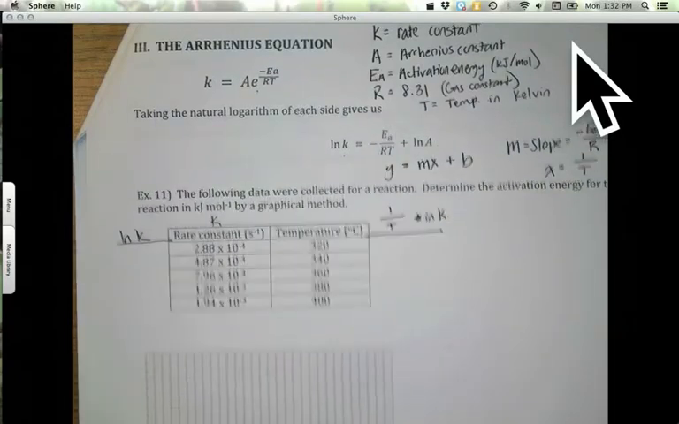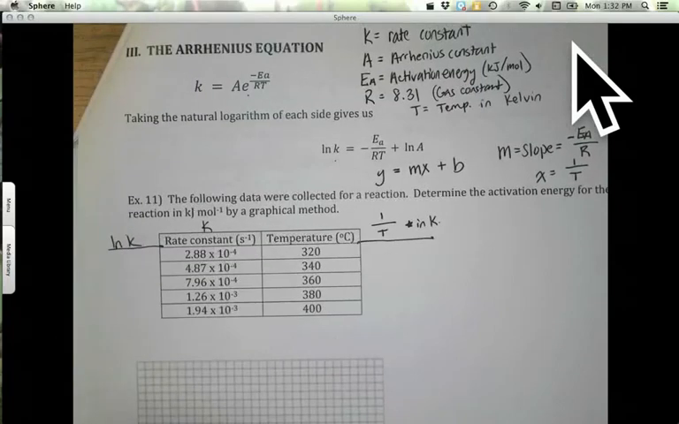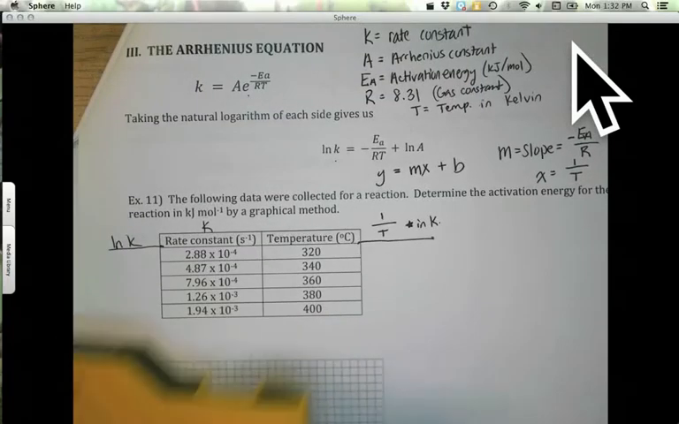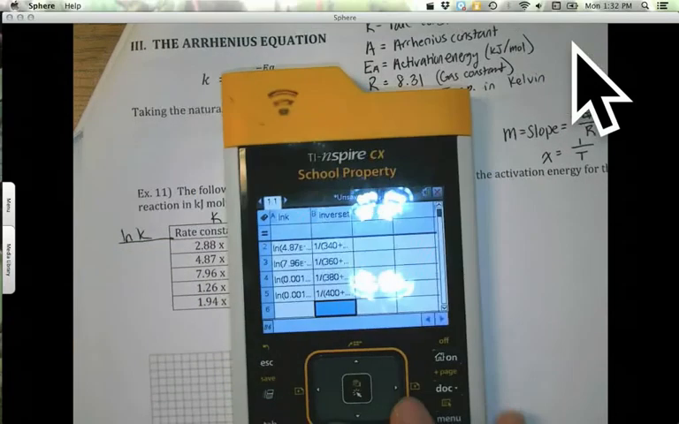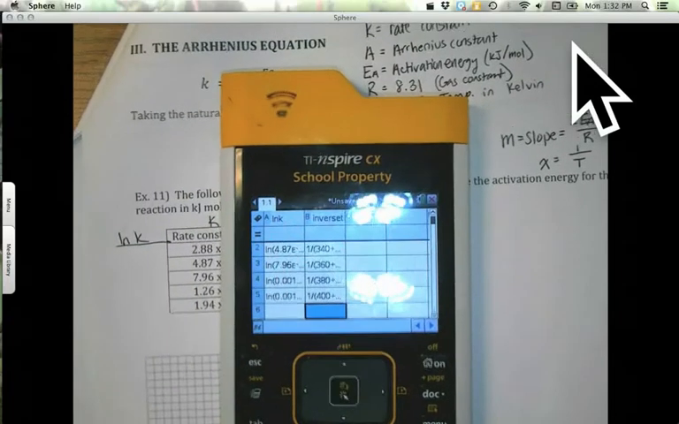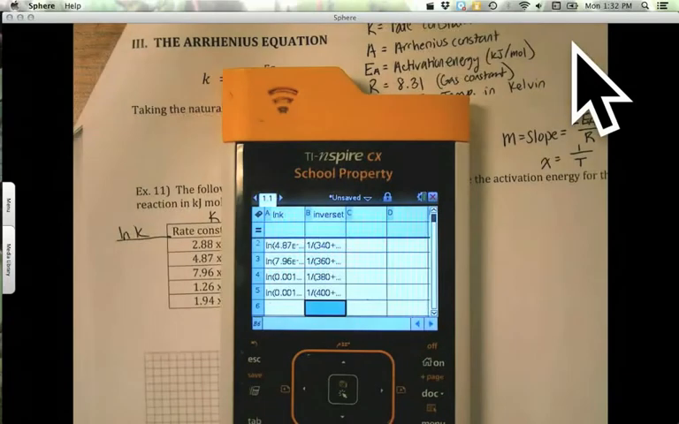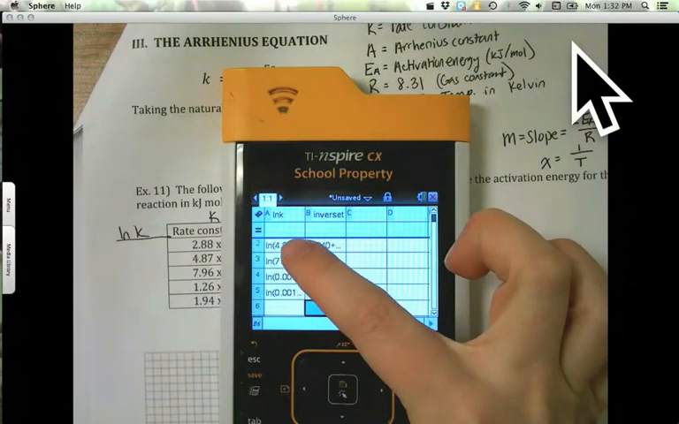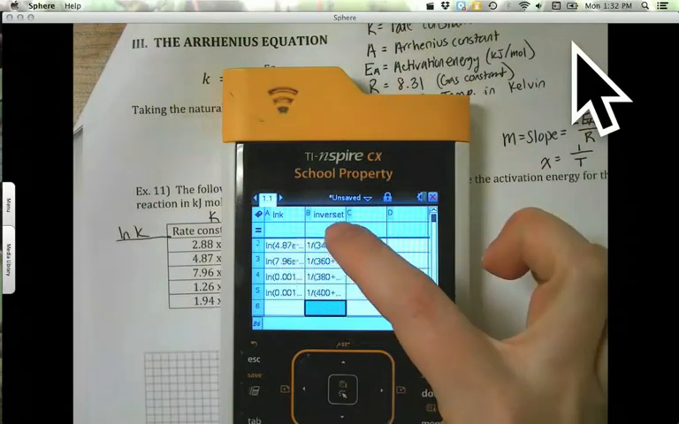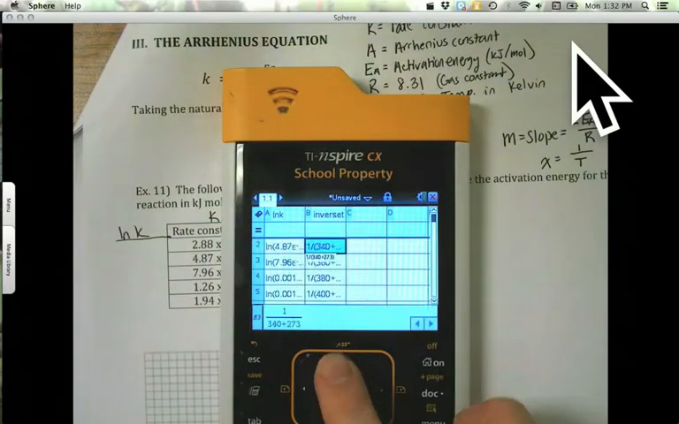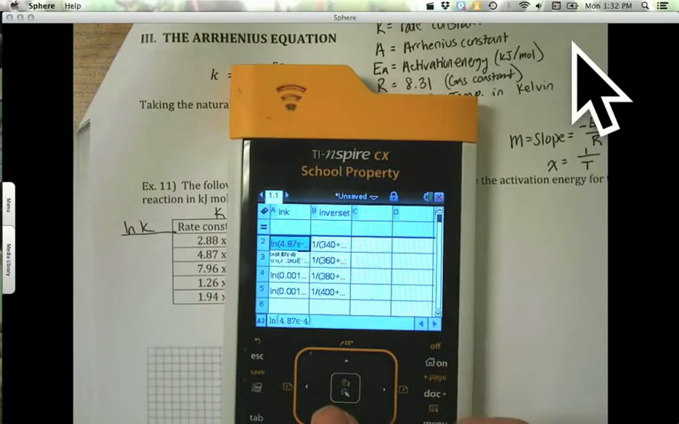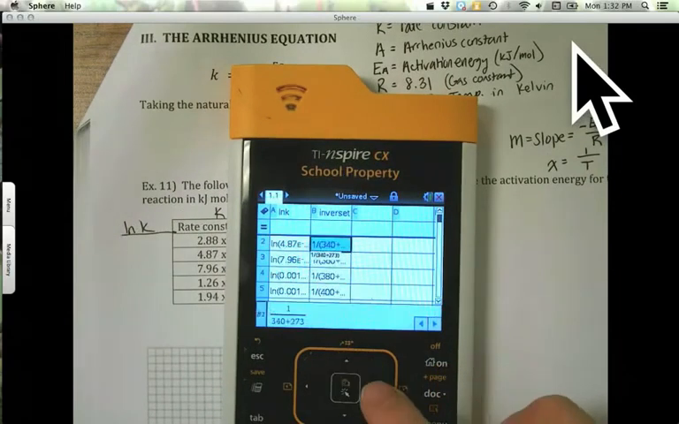Okay, so we could do old school and plot all this, or we can use our fancy calculators, right? Okay, so here's what I've got. Let's see if we can get rid of that glare. Okay, so I have natural log of k, and then I just titled it inverse T. And if you look at what I've plugged in, I've got the natural log of each of the k values. And then over here I've got 1 over whatever temperature was in Celsius plus 273.